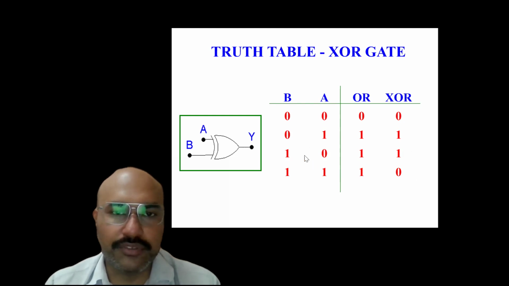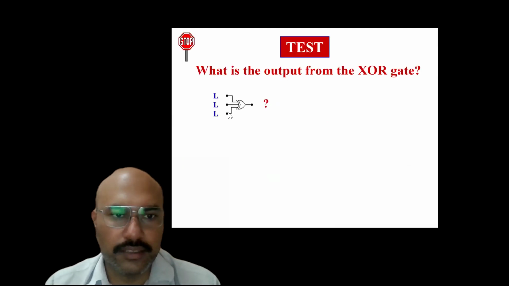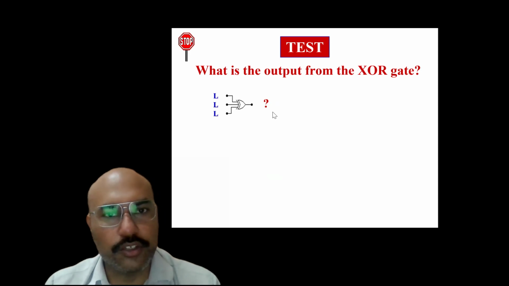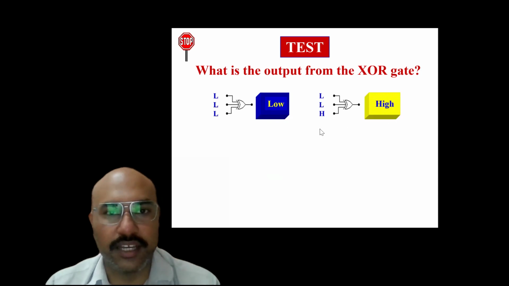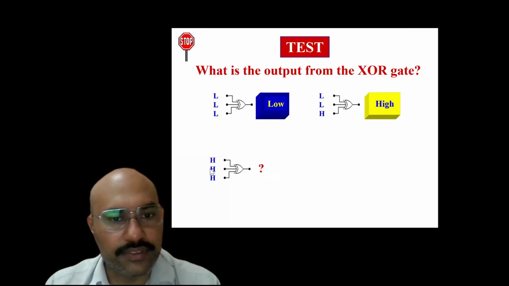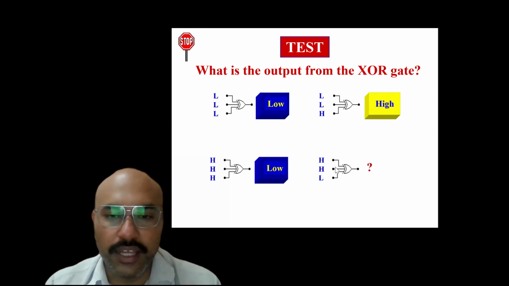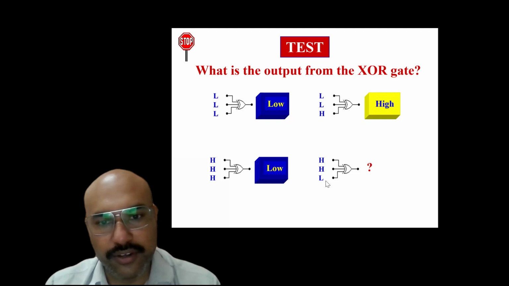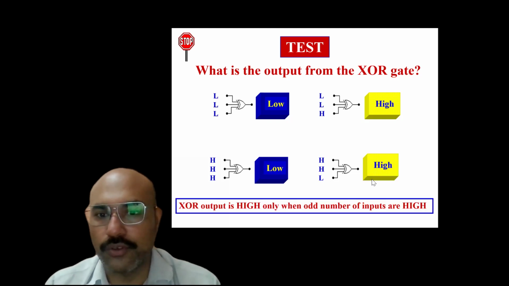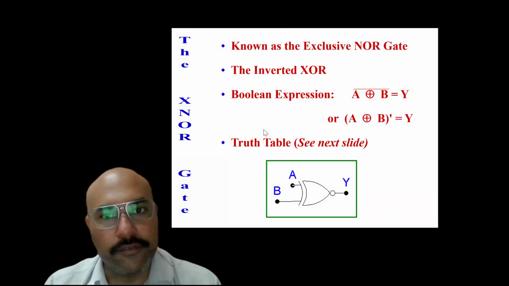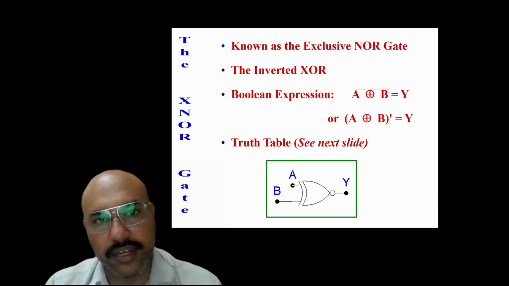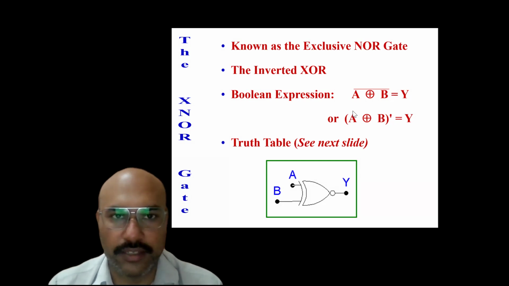Or you can remember: if both the inputs are different, then you will get the high output, otherwise you will get low. So you can test: if all the inputs are low, then obviously you will get 0. If any one input is high, with two inputs low, you will get the high output. Here all three inputs are high, so obviously you will get a low output. And if two inputs are high and only one input is low, then also you will get a high output, right?